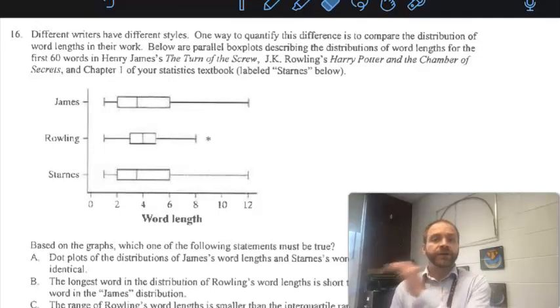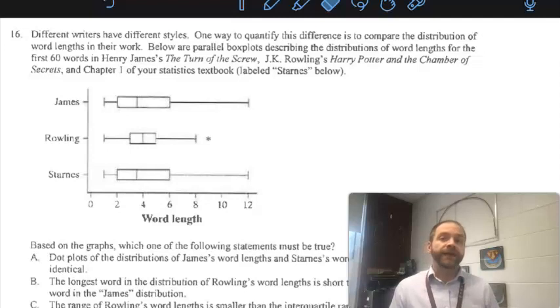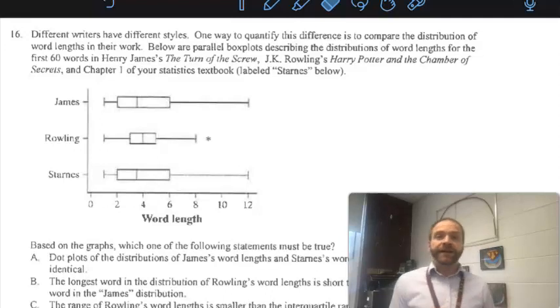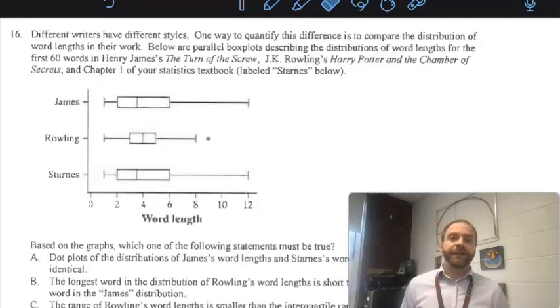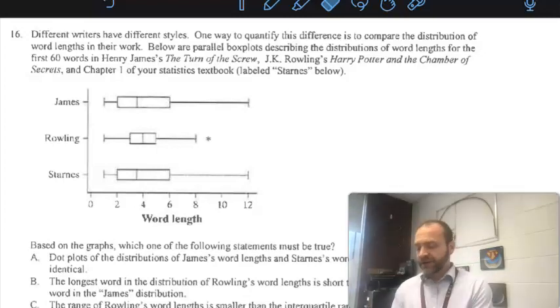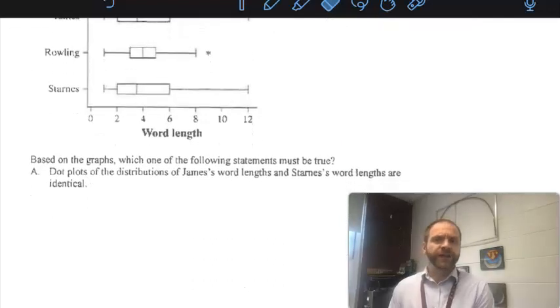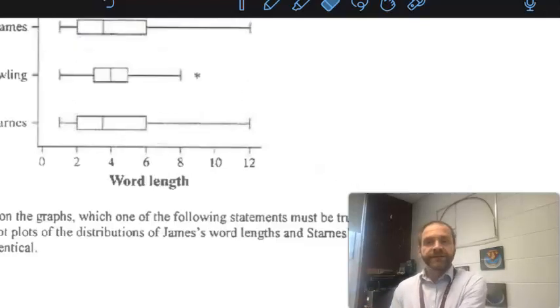Now I'm going to go ahead and read the question off to the side, which says, based on the graphs, which of the following statements must be true? All right, so now I know what I'm looking for. If I need any more context, I'll quickly scan what's going on in the paragraph. I know how to analyze those box plots, so let's just read the statements and see what happens. If I read choice A, dot plots of the distributions of James's word lengths and Starr's word lengths are identical. So let me go ahead and look at the box plots here.